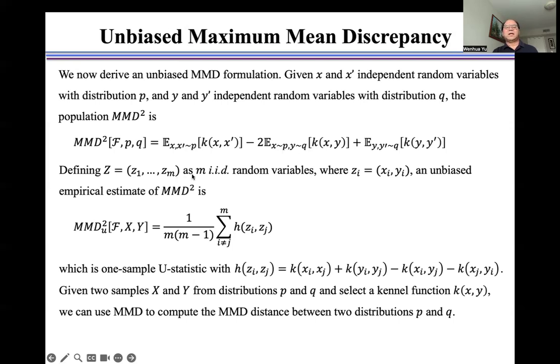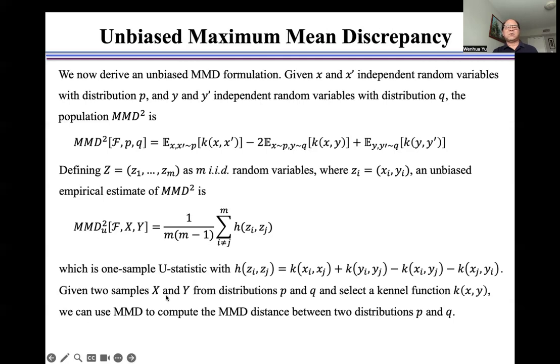Defining Z as i.i.d. random variables, where Z is equal to X and Y, the unbiased empirical estimate of squared MMD is defined as a sum of function h, which is a one-sample unbiased statistic, with function h equal to the sum of four kernel functions.